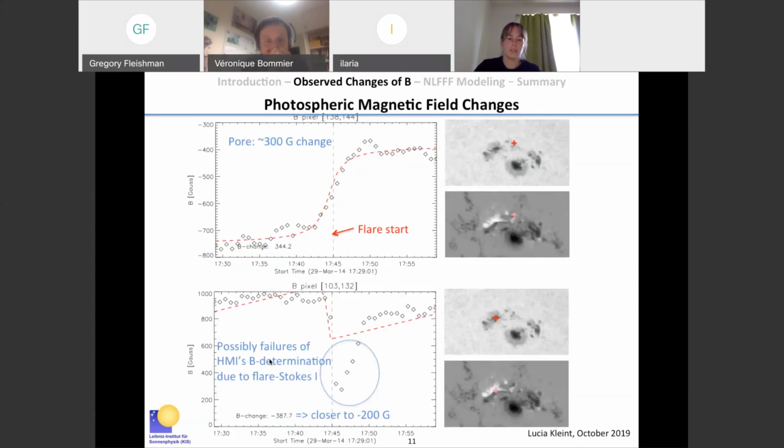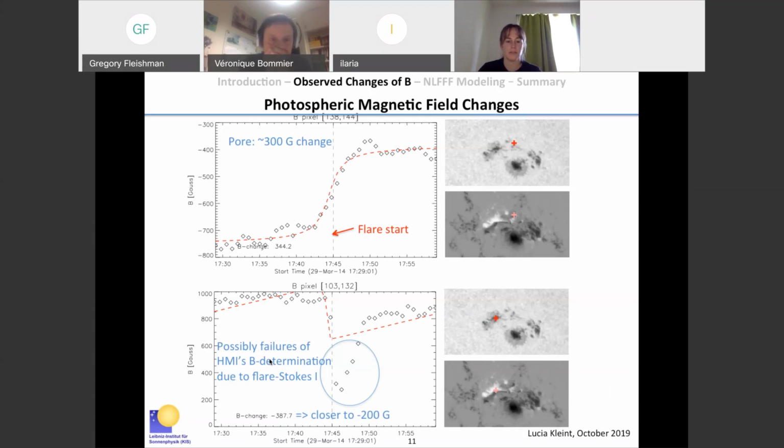So 2 examples. One example, as I showed before, in the pore above the sunspots, there is a magnetic field changing by more than 300 Gauss within 3 minutes, more or less. If we look at the umbra of one of the sunspots in the bottom plot, we can see that the fit is not good, that there are some data points around 17:45 which are not fitted well. And these data points are probably because the spectral line was in emission, or at least its shape changed.